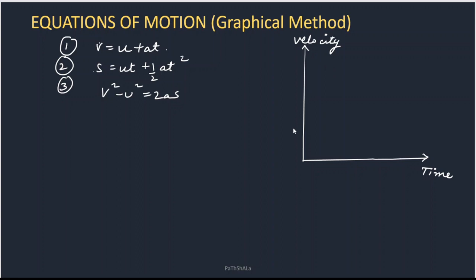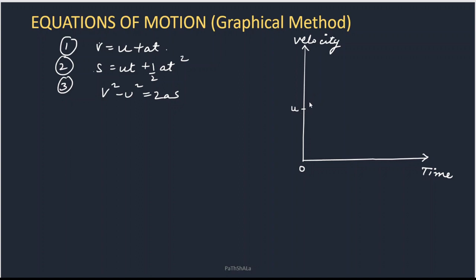I have taken two axes, velocity on the y-axis and time on the x-axis. So we are drawing a velocity time graph. This is the origin, and let us consider an object which is moving with a constant or uniform acceleration. Its initial velocity, when time equals 0, is u, small u. As I said, small u is the initial velocity.